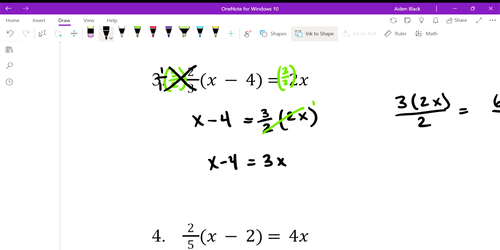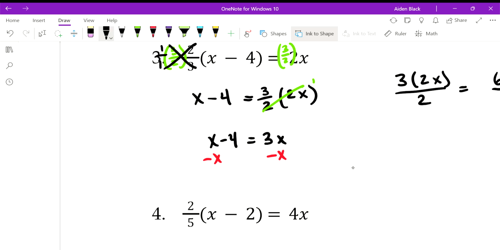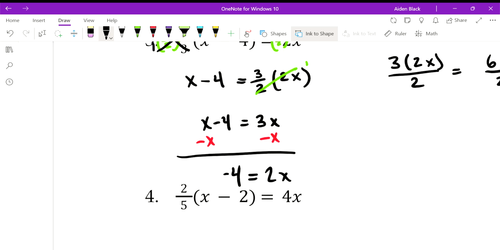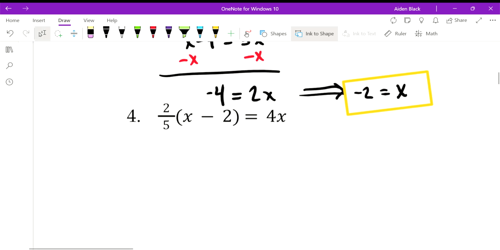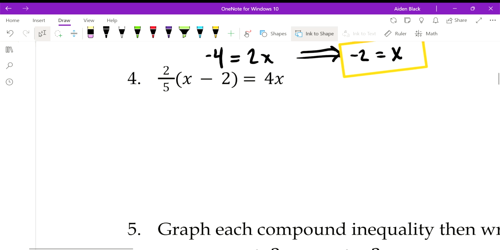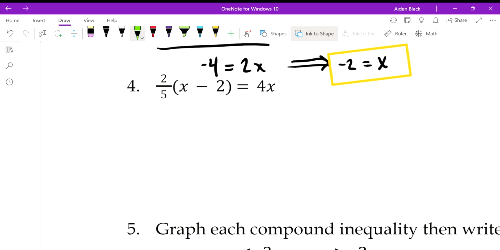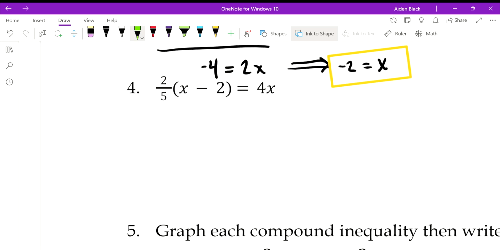And again, I want to keep my x value positive, so I'm going to subtract the x from the left-hand side, which means I have to do it to the right-hand side. So I get negative 4 equals 2x. If you divide both sides by 2, you get x equals negative 2. It's a fundamental idea there. Try it with this one. So pause the video and then come back to it once you're done finding your solution.